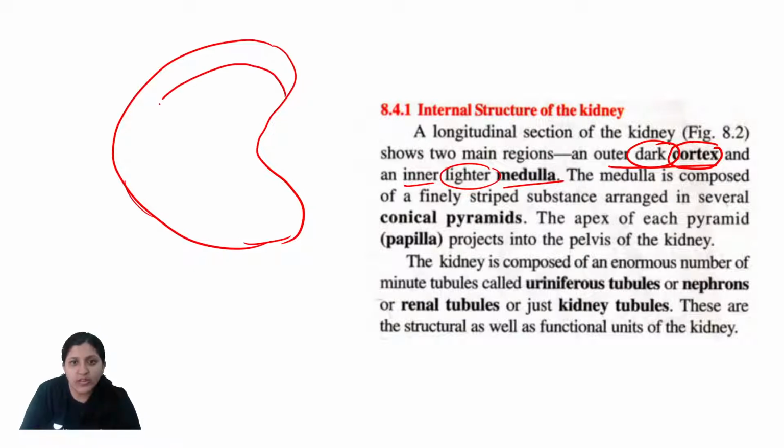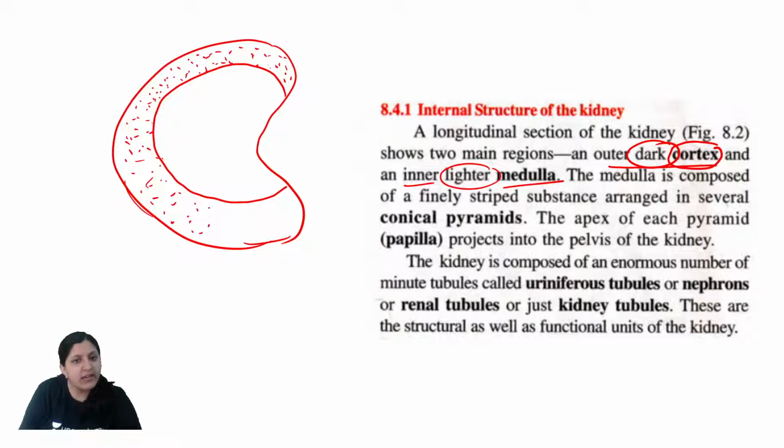So here now this is a kidney, and this is a longitudinal section that we have taken. On the outside you will find this region somewhat darker, okay, so this is the darker region, and this darker region is called what? It is actually the cortex region. All right, so this is now the cortex region.